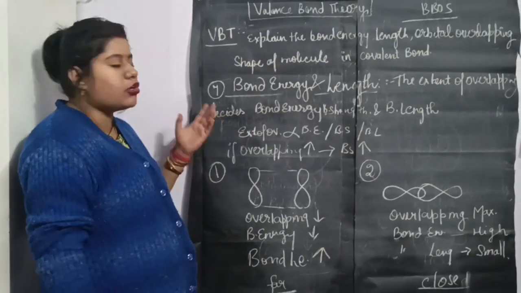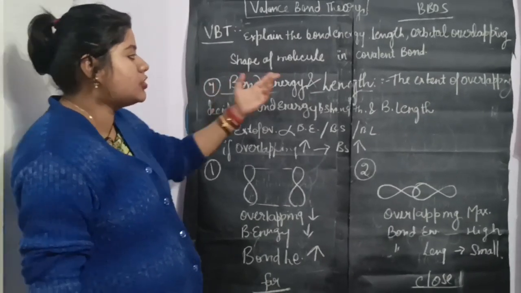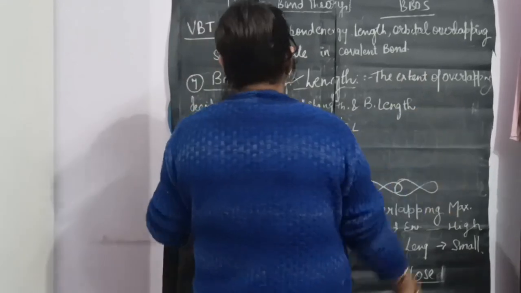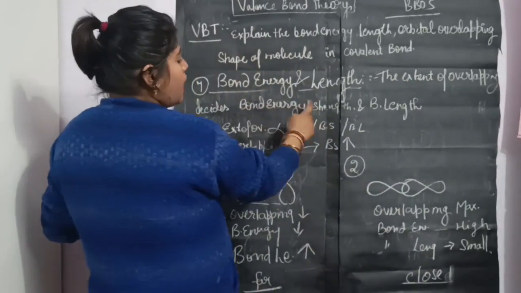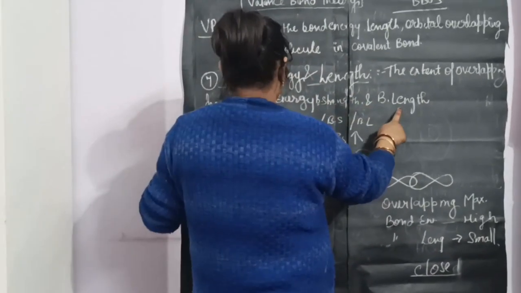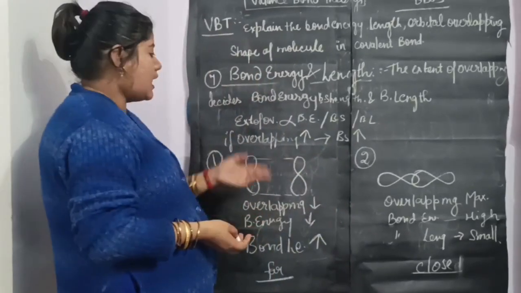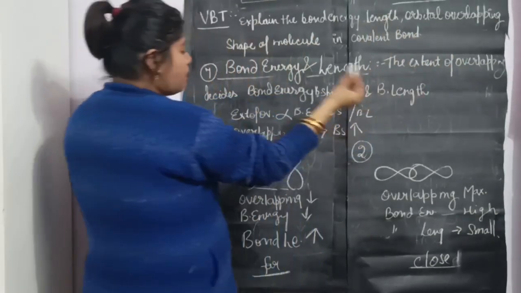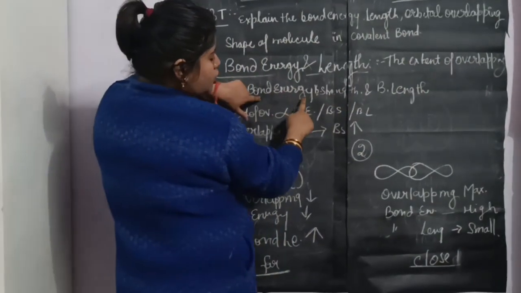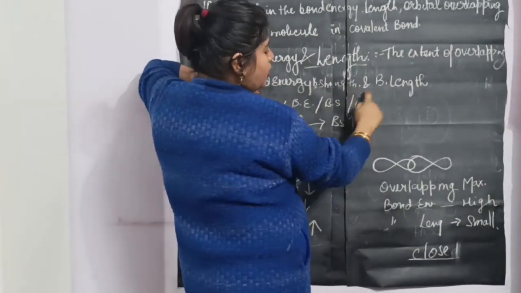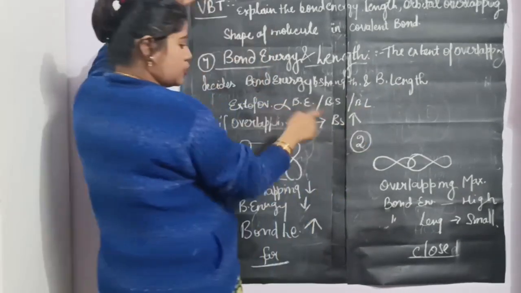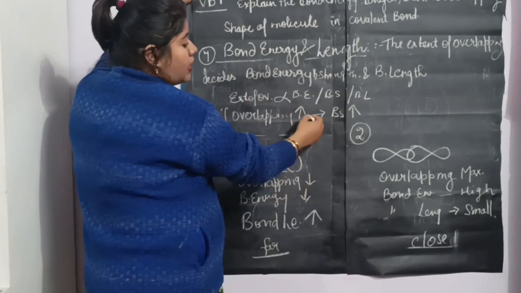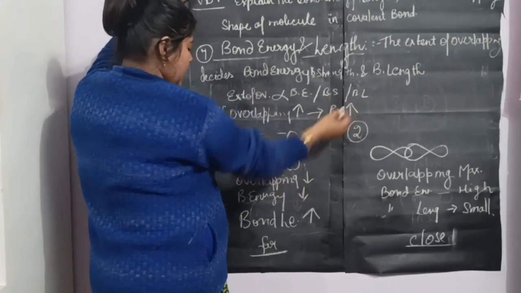The seventh postulate of this theory is bond energy and bond length. It states that the extent of the overlapping decides the bond energy, bond strength and the bond length. So we can say that the extent of the overlapping is directly proportional to the bond energy and bond strength, and inversely to the bond length. If overlapping is greater, then bond strength would be high.